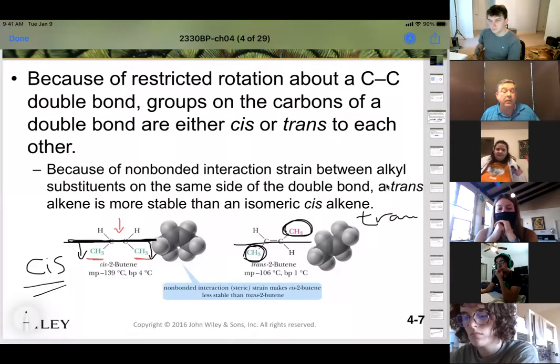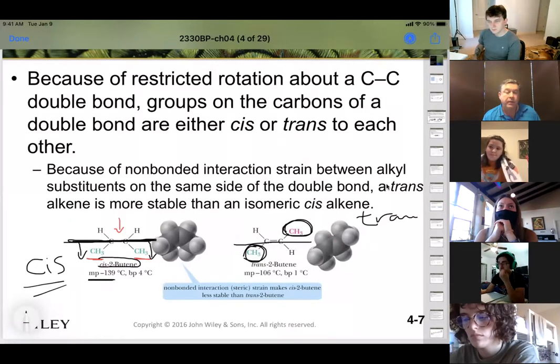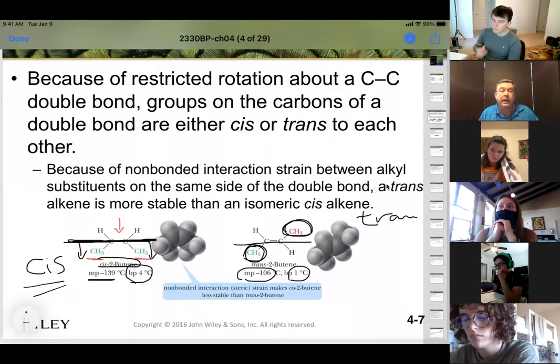Why do we care? Because they are fixed in space that way, they actually have different properties. So we have to be very careful when we name them. Notice that this cis-2-butene has a melting point of -139 and a boiling point of 4 degrees C. That's different than the trans, which is -106 and a boiling point of 1 degree C. So they are different chemical compounds, and we must identify them as such. That's why we have the cis-trans geometry of our double bonds. Any questions on cis and trans?